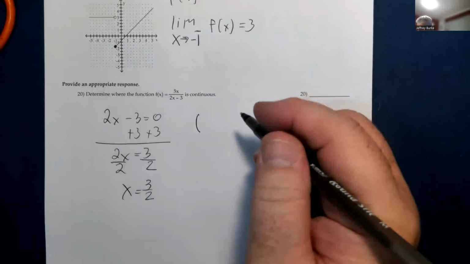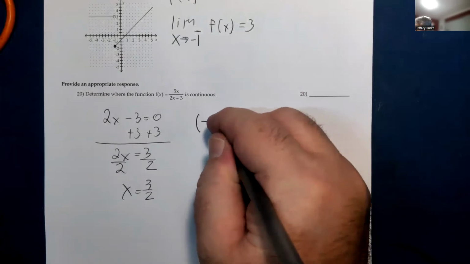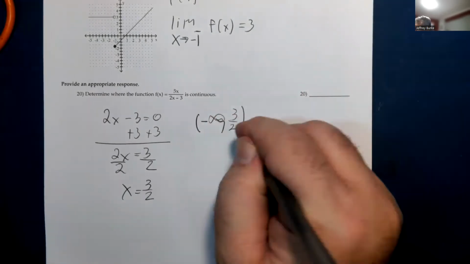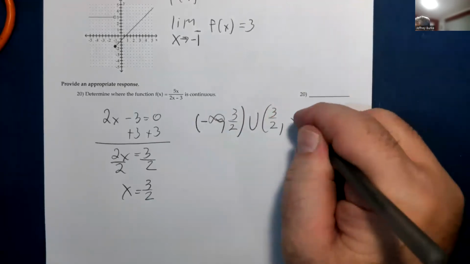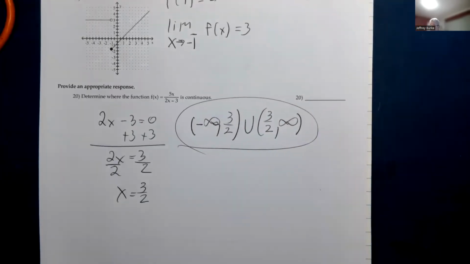So we can say the function is continuous on the interval from negative infinity to 3/2, open parenthesis, union 3/2 to positive infinity. And that would be the answer I'd be looking for in question 20.